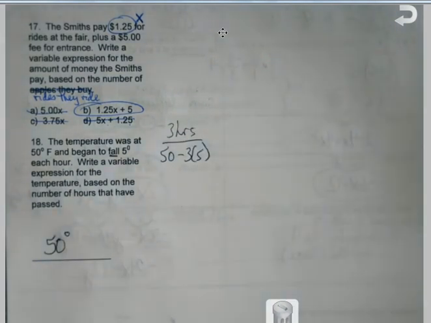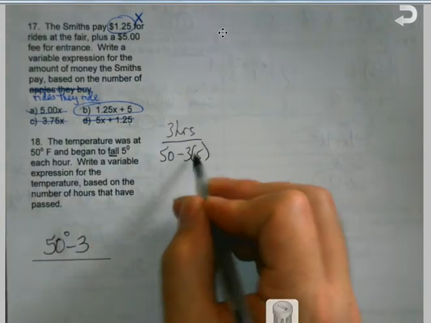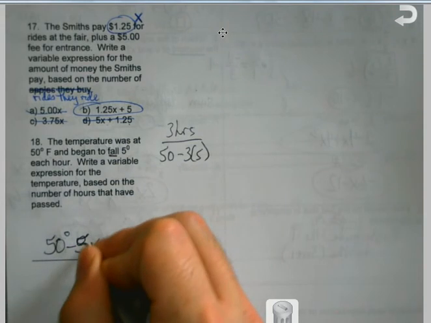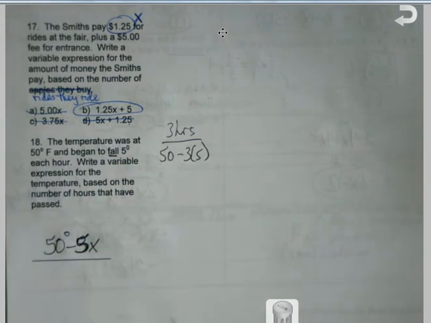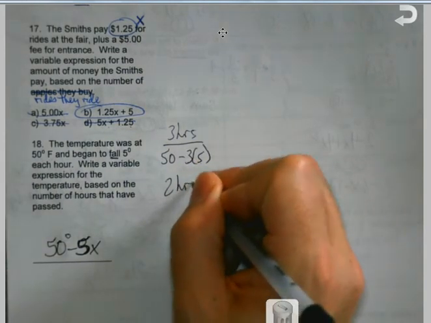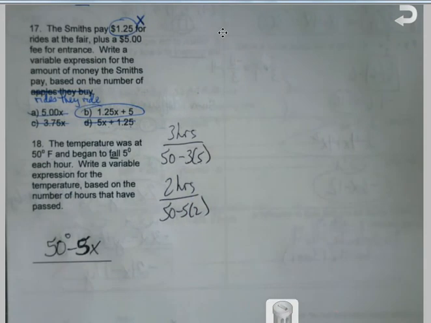We're going to replace that value with 5x. Because it's going down 5 degrees every hour. So if it was 3 hours, I could have 3 times 5. If it was 2 hours, I'd have 2 times 5. And it's flexible for me. It's not just for the one time. And then we're pretty good and we're good to go.